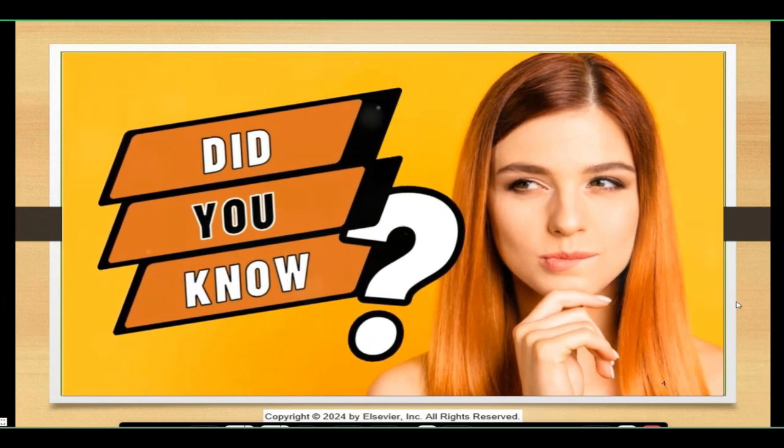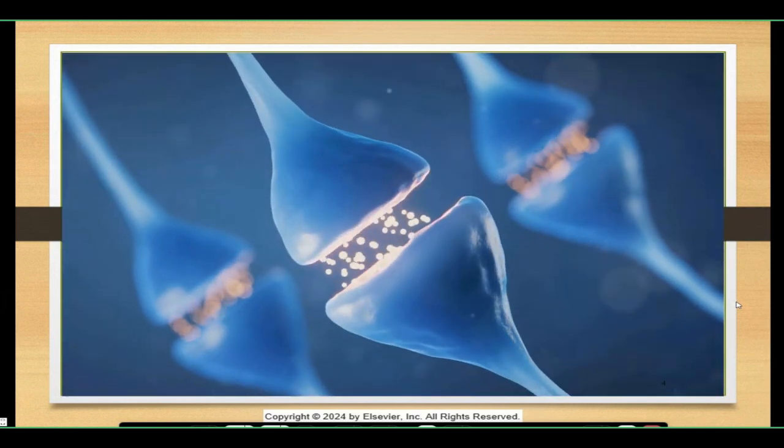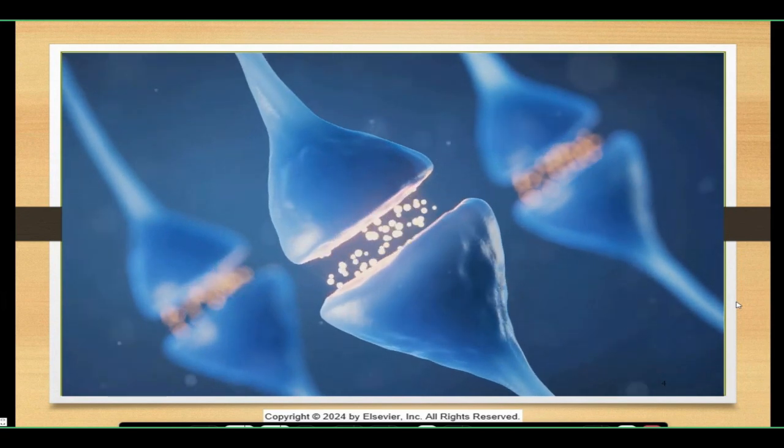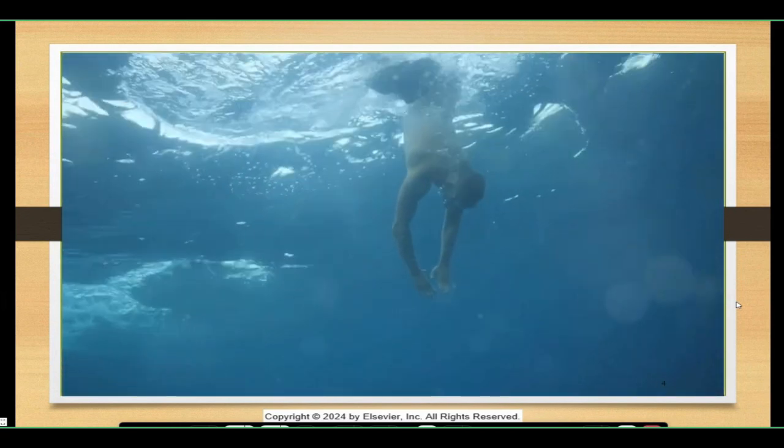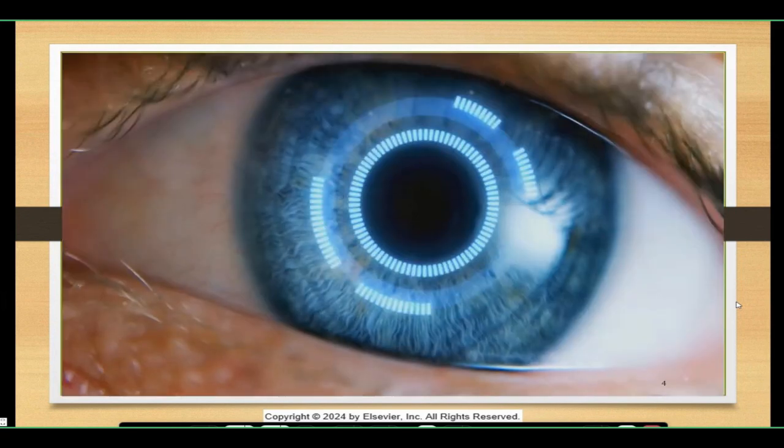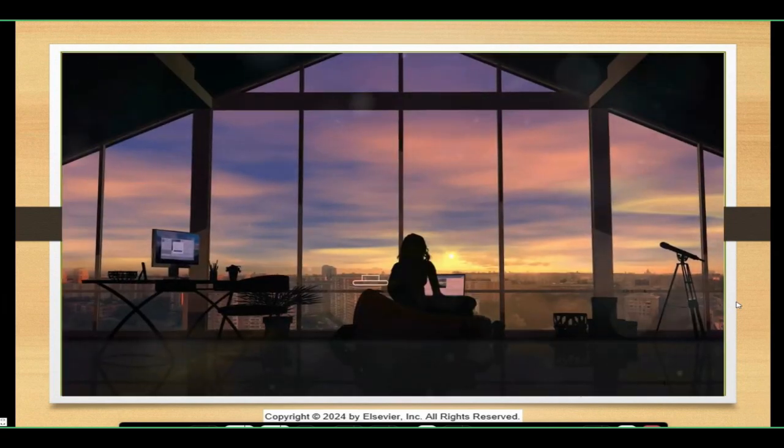Hey there, students. Ever wondered how you're able to see, hear, taste, smell, and touch the world around you? It's all thanks to your special sense organs, part of your peripheral nervous system. Today, I'm going to take you on a deep dive into how they work. Let's start with your eyes. These are your windows to the world.